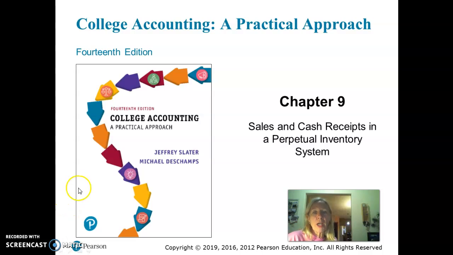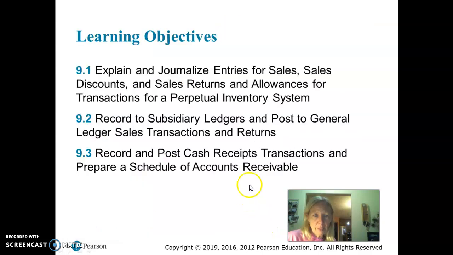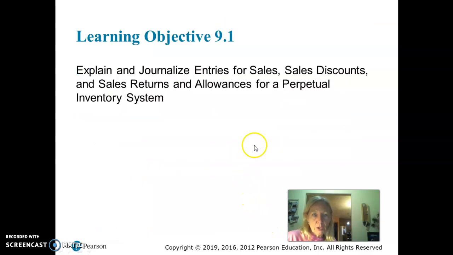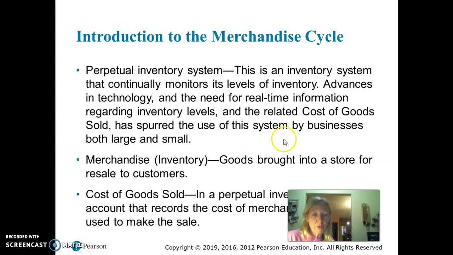Okay, so this chapter is about if you were running a business where you are selling things, like a small business. So that's why it's called Sales and Cash Receipts in a Perpetual Inventory System. We're going to learn about sales, sales discounts, sales returns, and allowances in a perpetual inventory system.